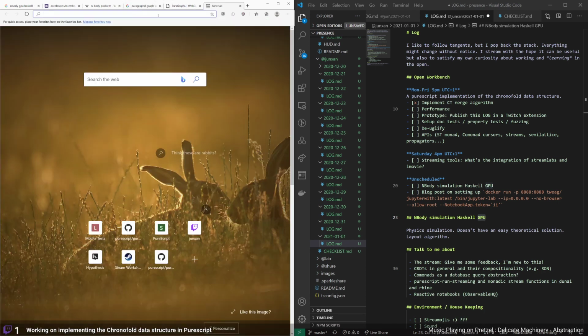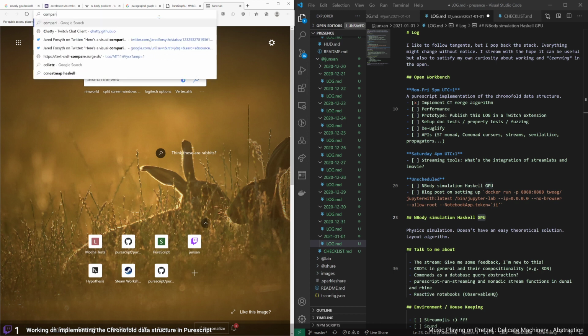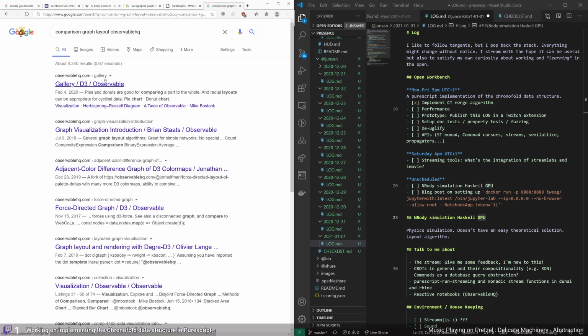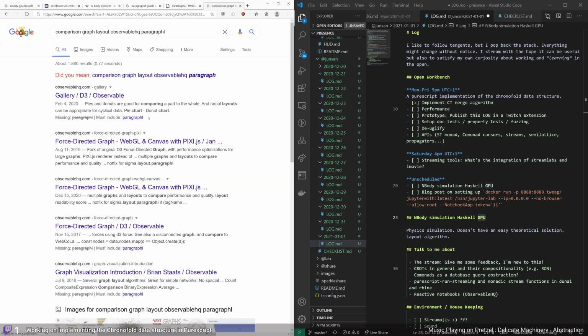And some folks have done a comparison of graph layout algorithms, actually, I think on the awesome Observable HQ. And let me make sure that I have paragraph L in the search query here. This might be it.